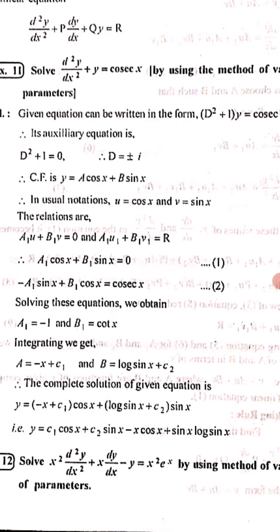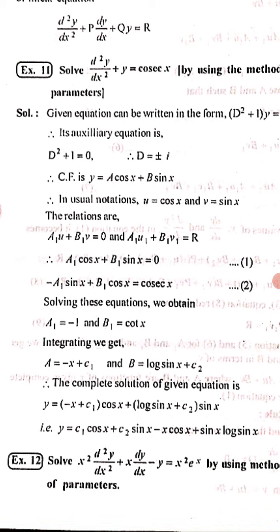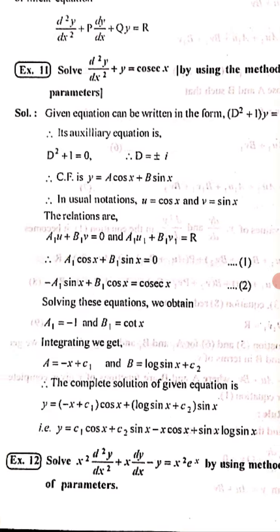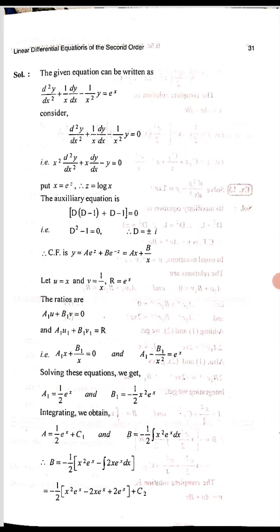Okay. Now see next example. Solve x square into d2y by dx square plus x dy by dx minus y is equal to x square into e raised to x by using method of variation of parameters.